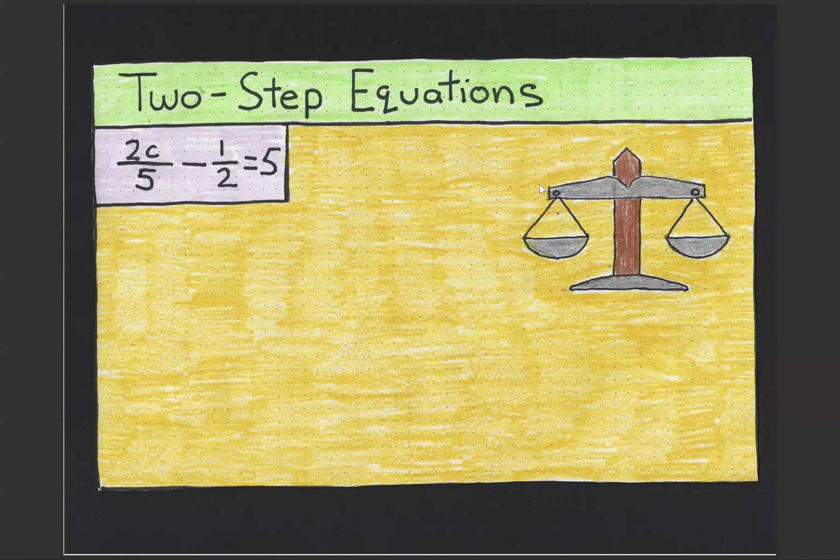This is another two-step equation, but this time it involves fractions. But please don't run from this video. We're going to make solving two-step equations with fractions a whole lot easier because we're going to use a method known as the least common multiple. And we're going to find the least common multiple of 5 and 2 because they are the denominators in this particular problem.